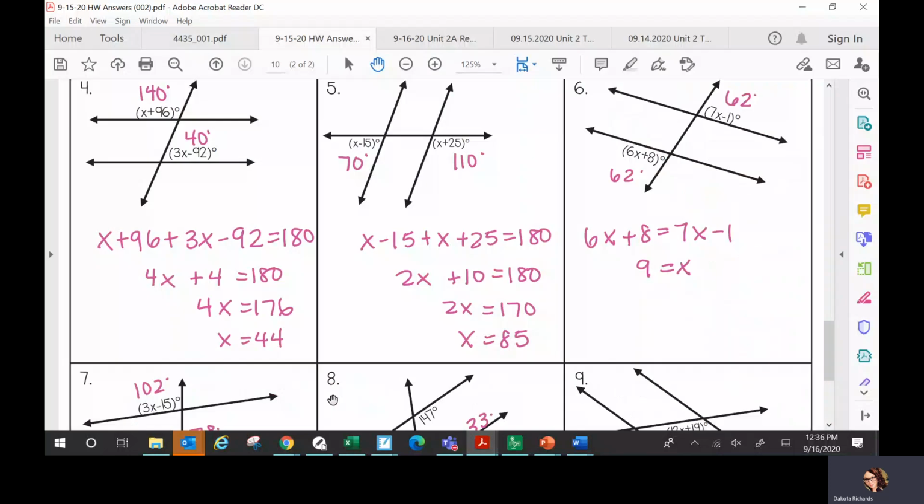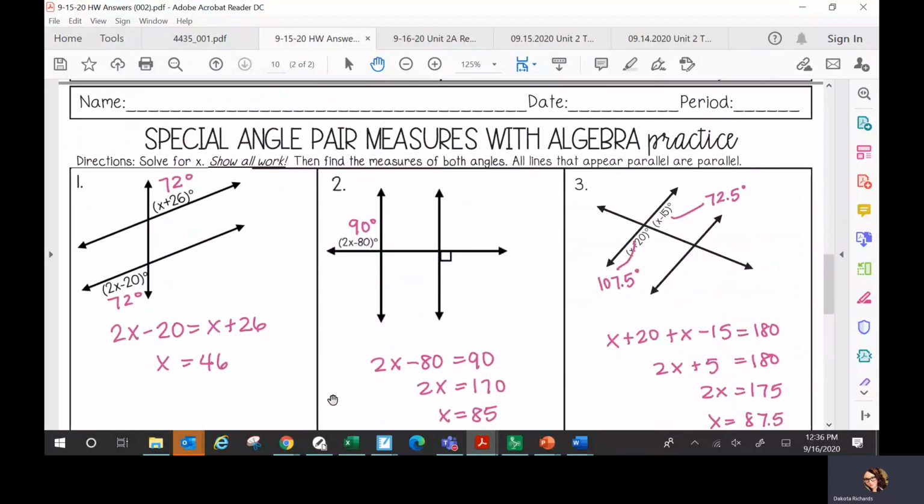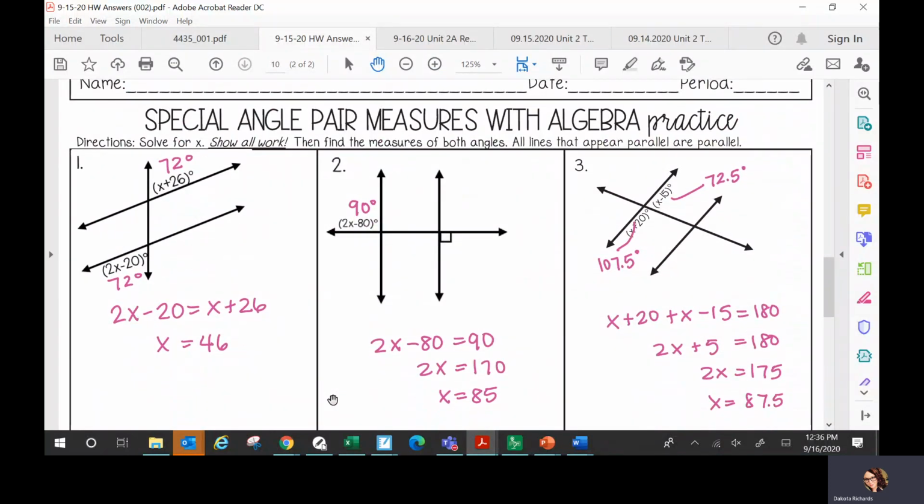Okay, get out your homework from last night. Here is 1, 2, and 3. Number 1, x is 46. The angle measures are 72, since they are congruent.